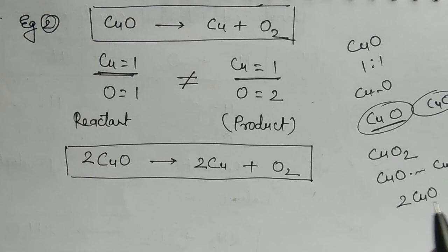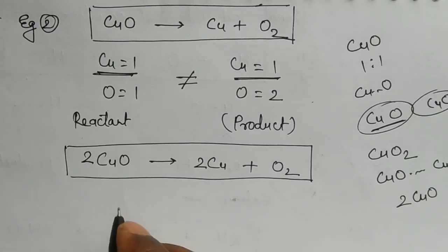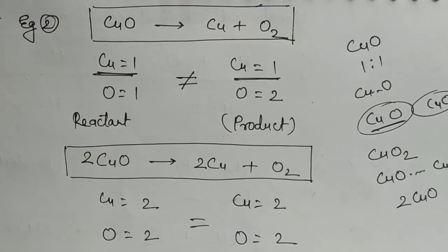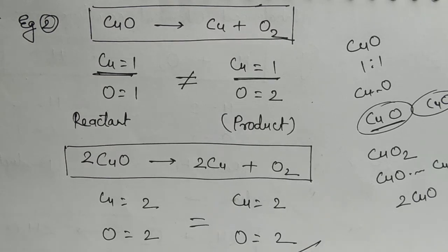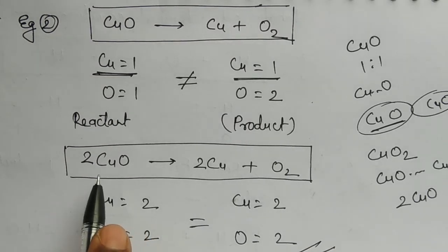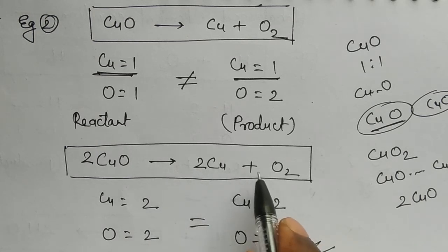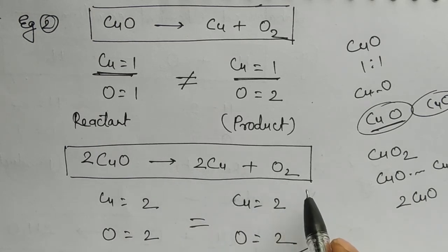Now count the number of atoms again. How many copper do we have in the reactant? 2, and oxygen also 2. Here in the product the number of copper is 2 and oxygen 2. So in this way the number of atoms in the reactant and the number of atoms in the product are both equal, and that is why this is called a balanced chemical equation: 2CuO = 2Cu + O2. Okay, thank you.